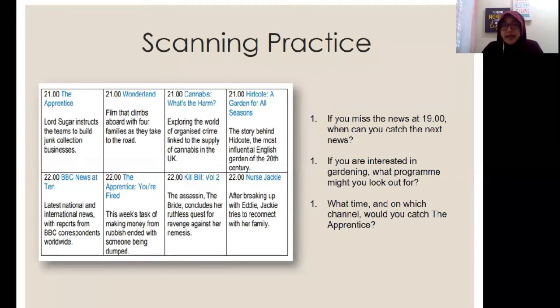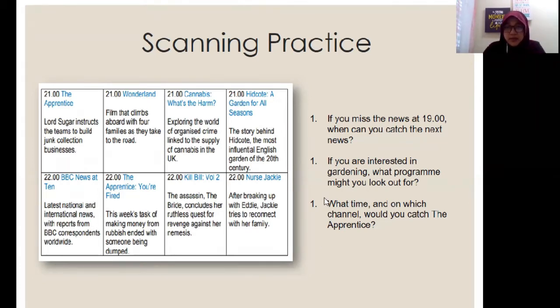Okay, here's some scanning practice. Have a look at this table. You can see the title in blue color. You can also see the time here. And there is a summary of the story. Well, let's have a look at question number 1. If you miss the news at 19 hours, when can you catch the next news? Yes. So basically, you can catch the next news in 22 hours, BBC News at 10.